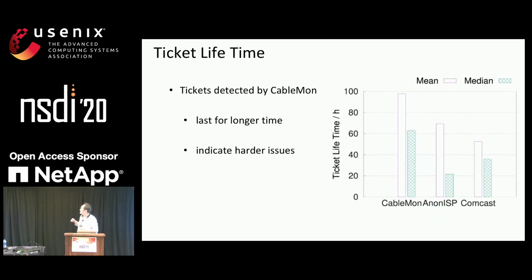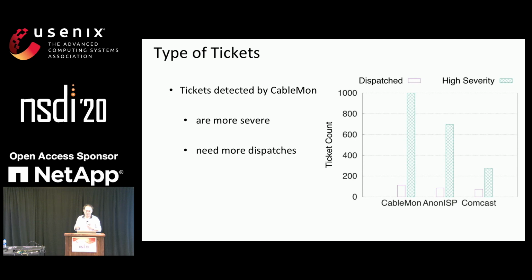And we also provide some ticketing statistics here. This figure shows the ticketing lifetime, which is the time from ticket opening to closing. And we can find that the tickets detected by CableMon last for a longer time, and it may indicate harder issues. And similarly, for this figure, we can see that the type of tickets indicates that these tickets are more severe and need more dispatches. And we have more interesting results in the paper.